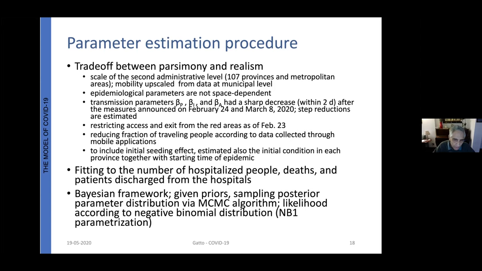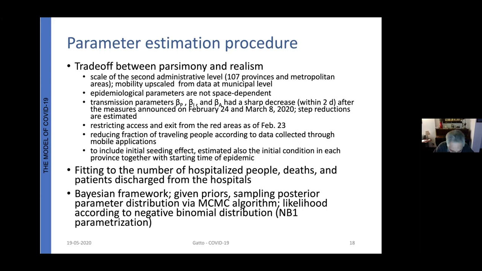Then, okay, we had red areas, and going into that, of course, there was a reduced fraction of traveling people. How could we account for that? Through mobile applications, data that were collected by some colleagues from voluntary mobile data collection.